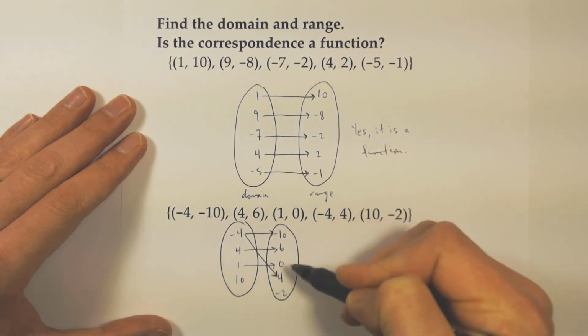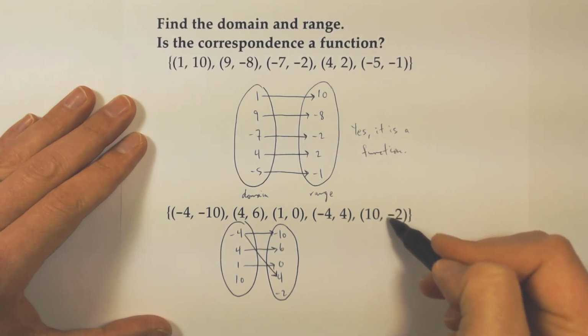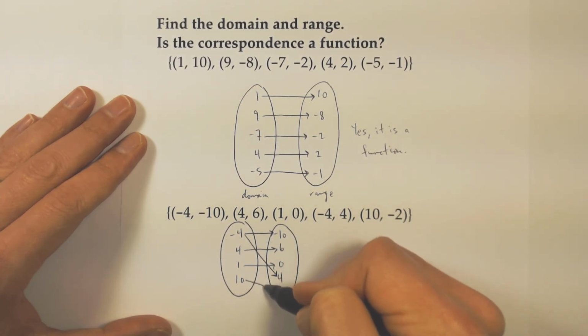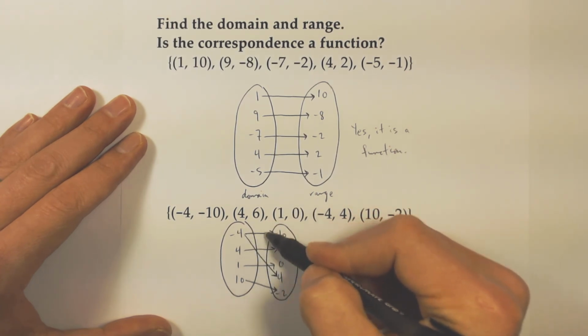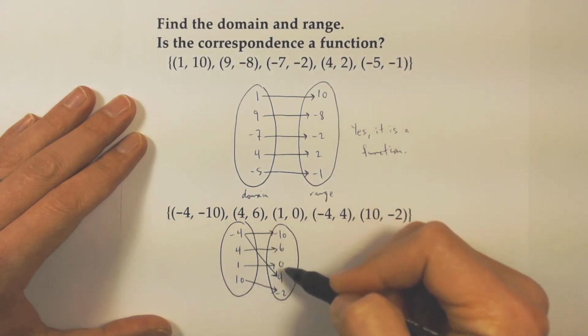And we can stop right there, actually. I mean, we can put this arrow in for the 10, -2, but we already know the answer. Since -4 goes to two things, this is not a function.